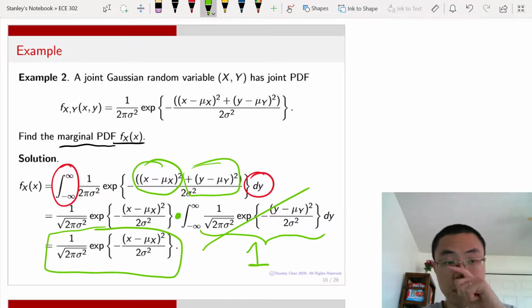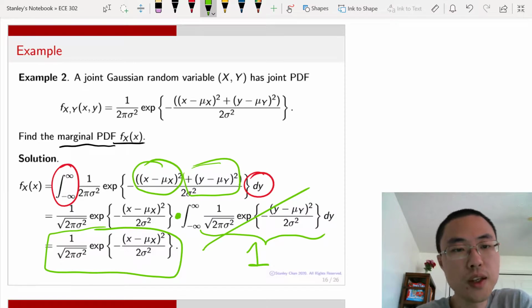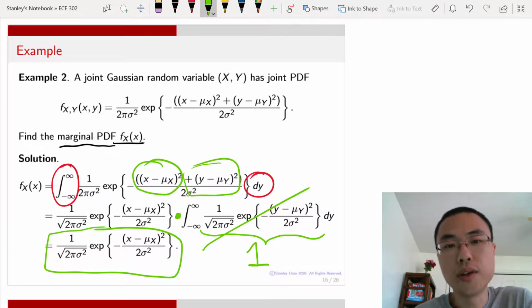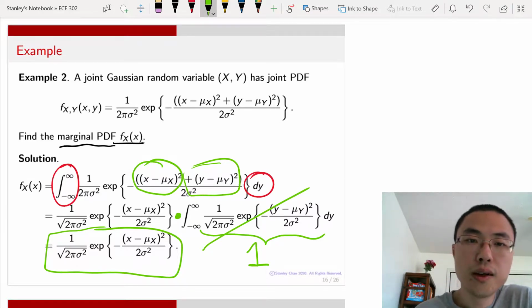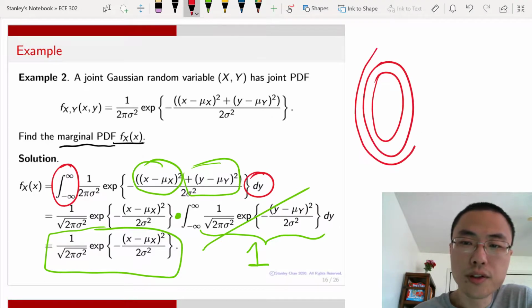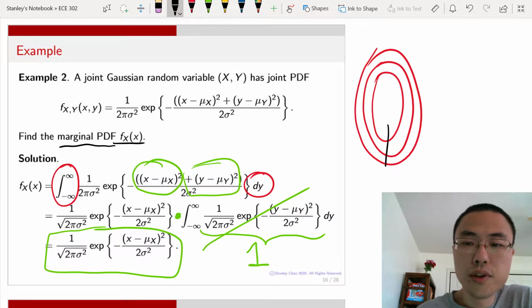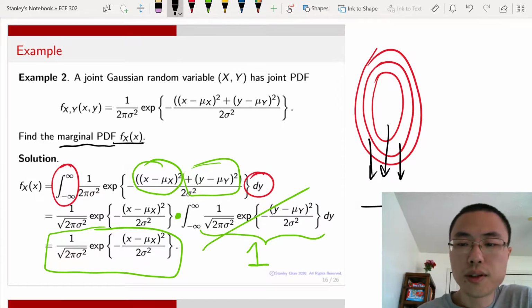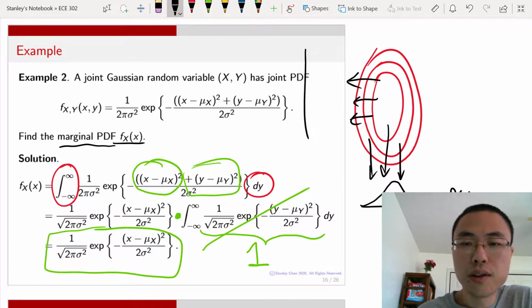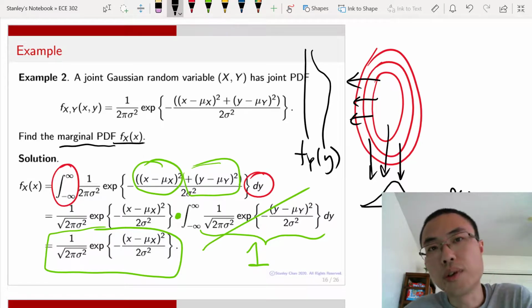You can see that this is a very special example where this is a joint Gaussian random variable, and if you integrate one of them out, you just recover the one-dimensional Gaussian. Pictorially, this is your Gaussian distribution. If you integrate vertically, that will give you fx. If you integrate horizontally, that will give you fy. Both are one-dimensional Gaussians.